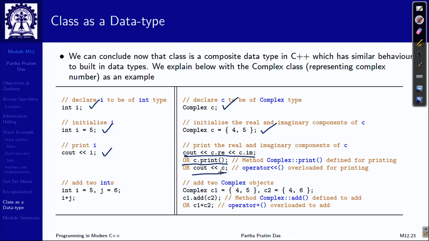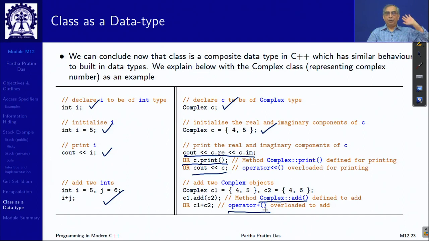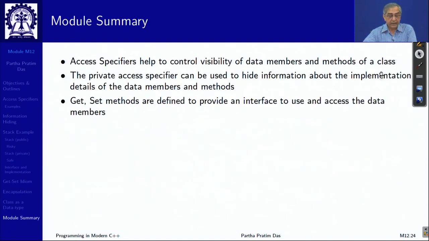So, it's the same. For example, we can add two integers. Similarly, I can provide an add method, or even better, I can overload the operator plus to do the add in the same way. So, you can see that in parallel, if you just replace int by complex, everything still holds. We can make the data type in that way. So, that is the reason we often say that class is actually a data type.